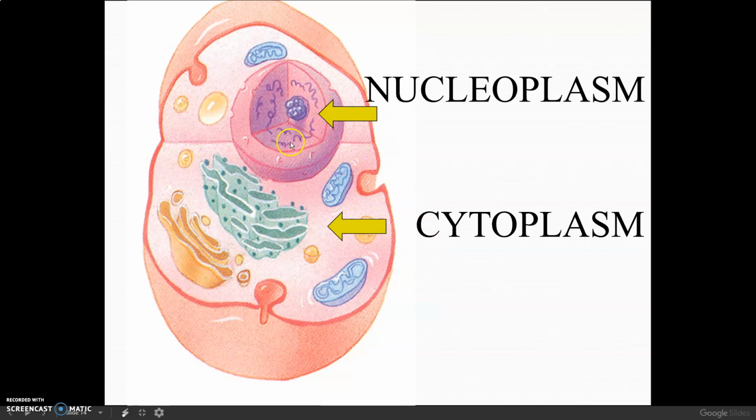Alright, here's the nucleus, the nucleolus. The fluid here is the nucleoplasm, and this fluid all around these organelles here is the cytoplasm. It's like a jelly-like substance.